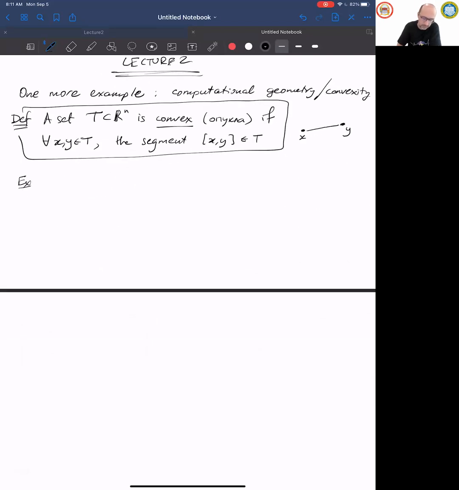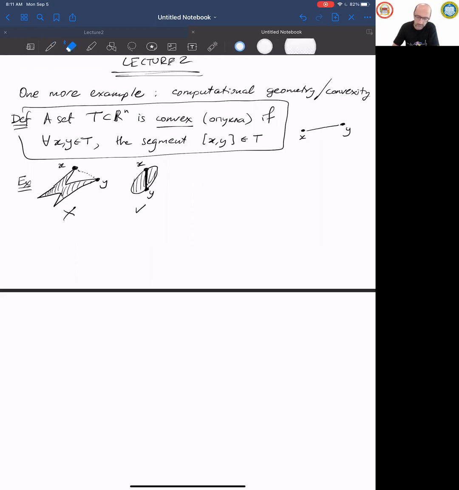So, for example, this thing is not convex. This is obviously not convex because if I take this for x and this for y, the interval falls outside completely. The ellipsoid is convex, because if you take any two points x and y and join them, the interval will be in the set. So this is a check mark, convex.